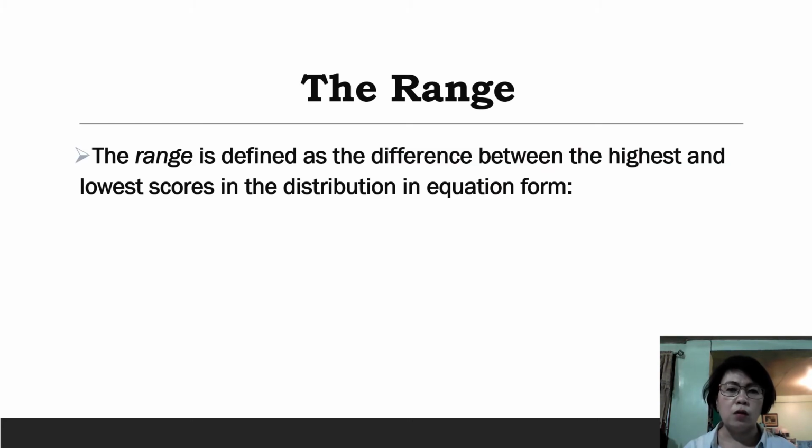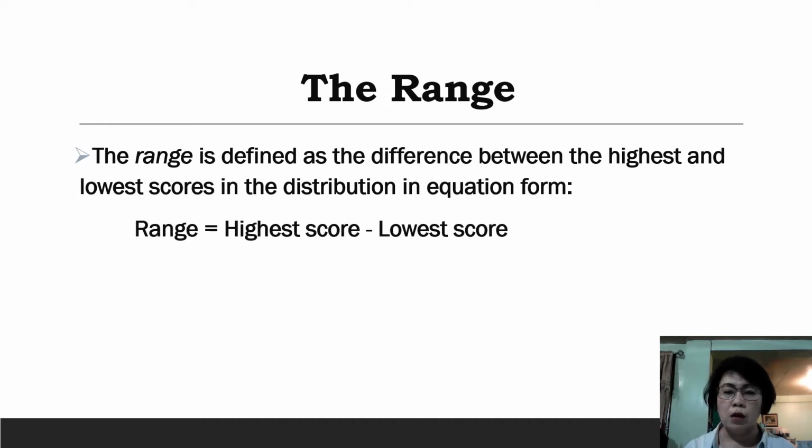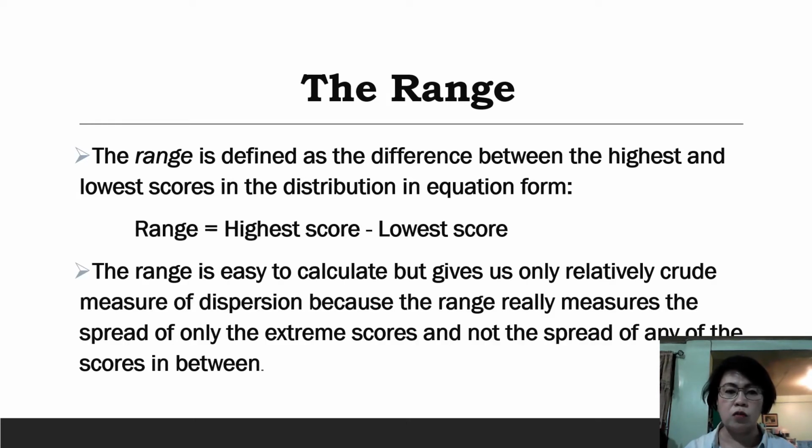The range is defined as the difference between the highest and the lowest scores in the distribution. Range is highest score minus lowest score. The range is easy to calculate but gives us only a relatively crude measure of dispersion because the range really measures the spread of only the extreme scores and not the spread of any scores in between.